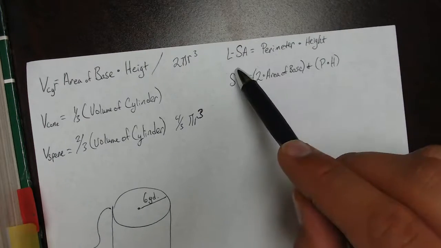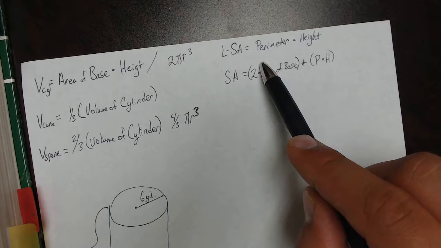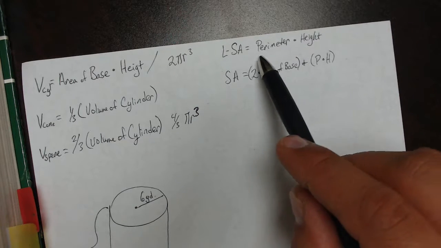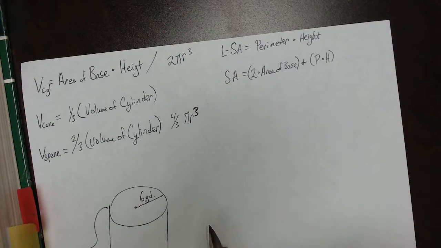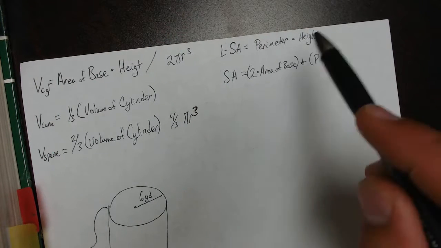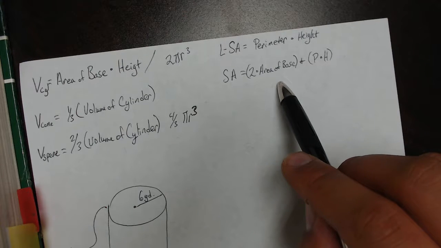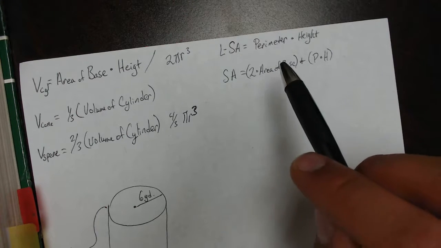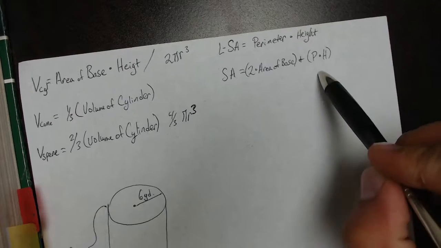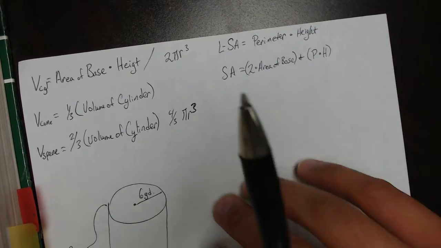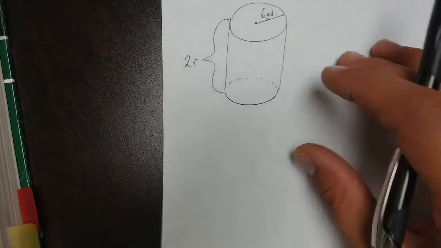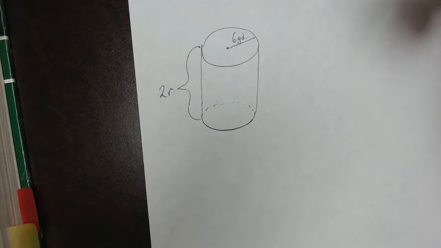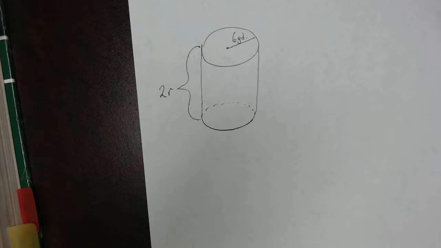Then we have lateral surface area, which is just perimeter times the height, and perimeter is the perimeter of the base. So take the perimeter of the base, multiply it by the height, that gives you lateral surface area. And then overall surface area, take 2 times the area of the base, that gives you the base and the roof, and then you add that to the perimeter times the height. So we'll be going through all 5 of these equations right now, and we'll be using this cylinder as our example.